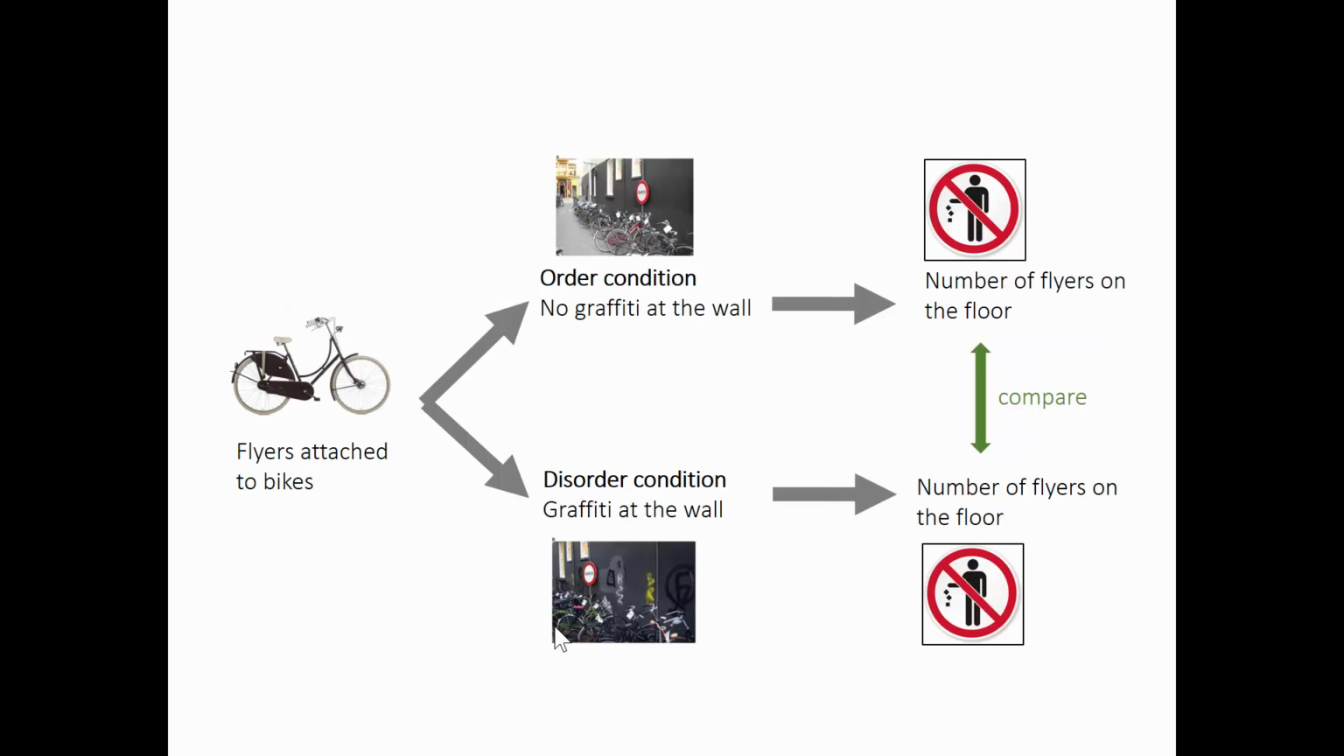Right? When we look at the experimental setup, this is sort of how it looks like. And this is how these experimental setups look like. There's something that you do to everybody, and then you funnel them into a control and into a treatment group. Now, some people ended up in the order condition, there was no graffiti at the wall, and other people ended up in the disorder condition, where there was graffiti at the wall when they went there and were about to pick up their bikes. And then at the end, you see how simple and beautiful these kind of things are, because then all they needed to do is to compare the numbers of how many people dropped down the flyers on the floor. Right?